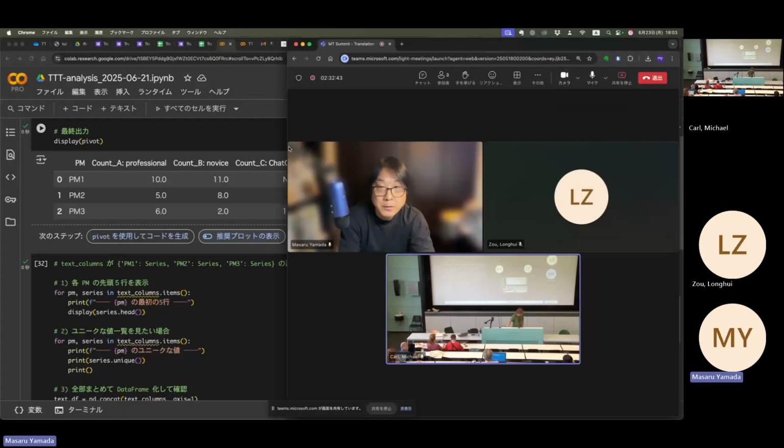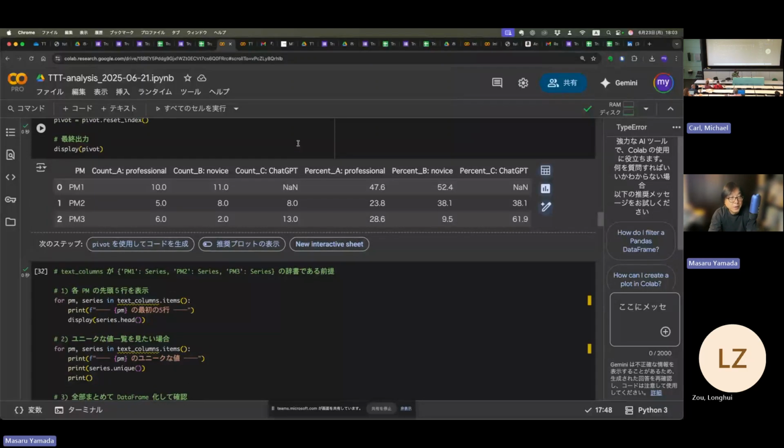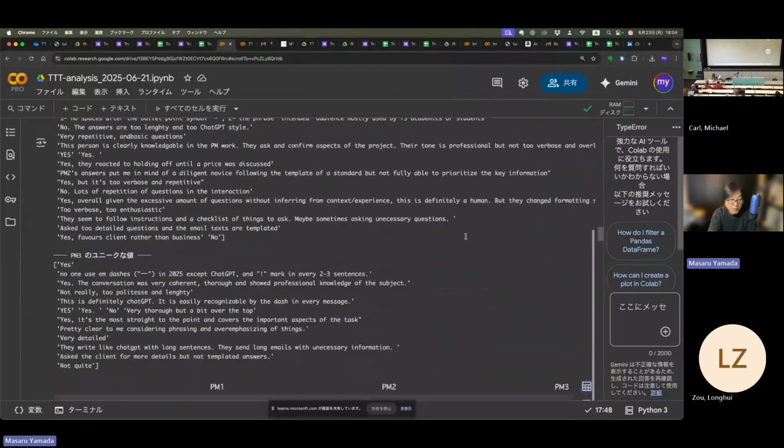Yes. Can you see my screen? Yes. Okay. So just a quick result. I received 21 responses from your side, the audience, and this is a summary. Most of the result corresponds to the students' evaluation. So PM3, 61% of people thought it's ChatGPT, and PM1, 52% of people thought it's a novice. And I guess for PM2, the audience had difficulties deciding whether it's a professional or novice or ChatGPT. So these results really are in line with the students' expectation.